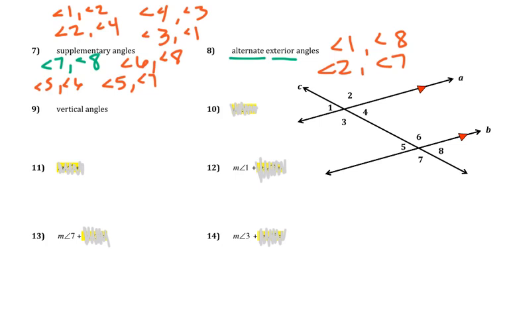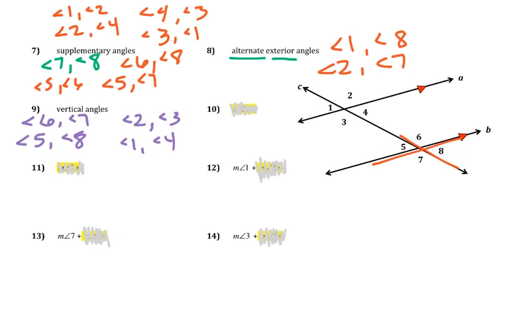Okay, number 9, vertical angles. Give me sets of vertical angles. So remember, vertical angles are when you have two intersecting lines, the two angles that are not adjacent or not next to each other. So what would the vertical angles be here? So we already used the example of angle 6 and angle 7. So what are some other vertical angles? Okay, angle 5 and angle 8 are vertical angles. Angle 2 and angle 3 are vertical angles. And angle 1 and angle 4 are vertical angles.